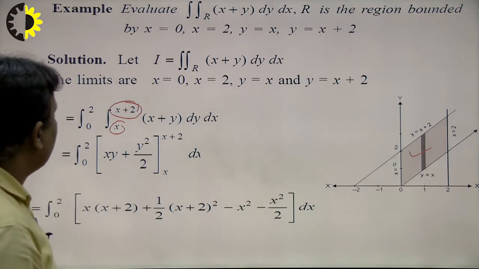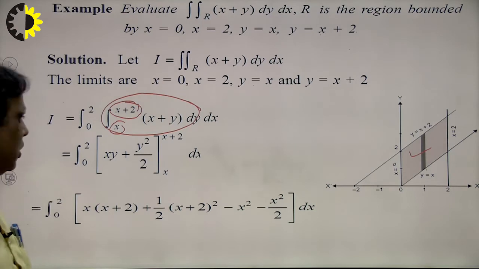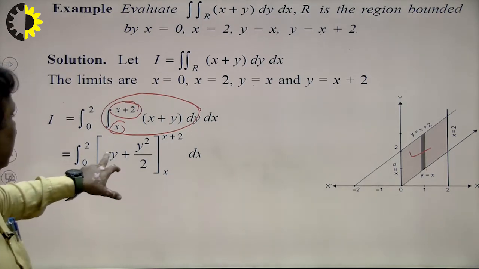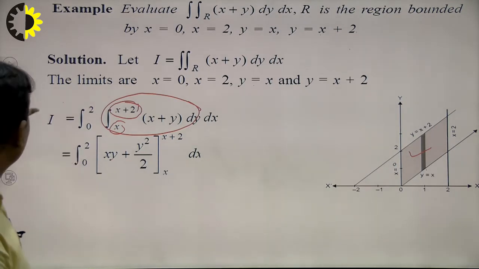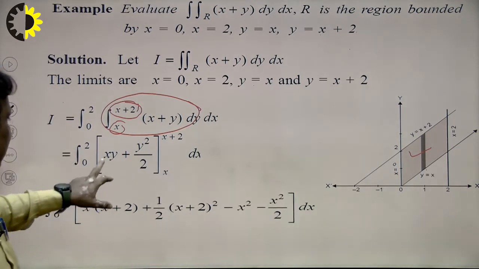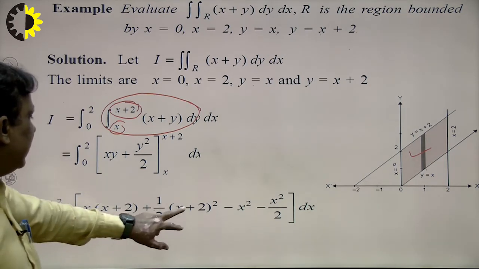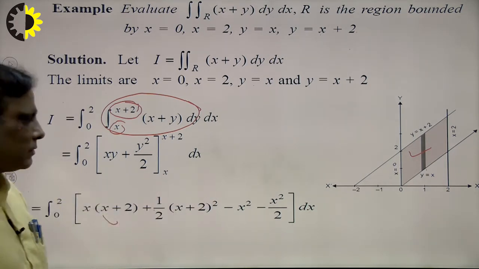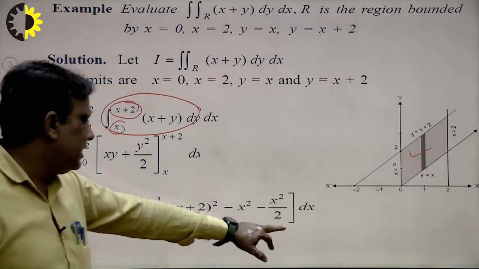So first of all I integrate with respect to y. What will be the integration here? The integration of this will be xy, and for y it is y square by 2, upper limit minus lower limit. The lower limit is 0. So I write here x times (x plus 2) by 1 by 2, and (x plus 2) whole square. In this way we can find out our limit, upper limit minus lower limit.